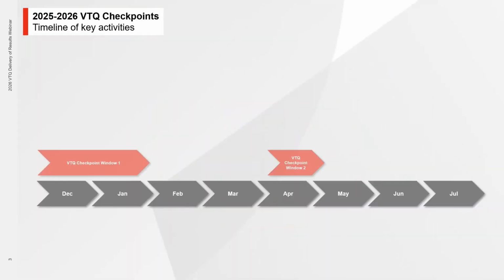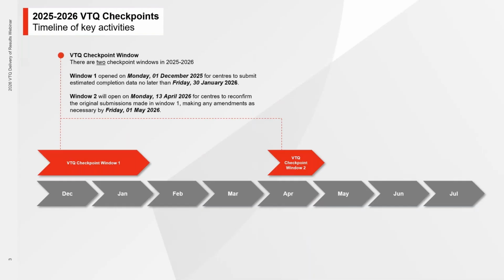We'll just start by going through the timeline for this activity. There are 2 checkpoint windows in 2025 to 2026. The first checkpoint window opened on Monday, the 1st of December, for centres to submit estimated completion data no later than Friday, the 30th of January, 2026. The second checkpoint window will open on Monday, the 13th of April, for you to reconfirm the original submissions you made in the first window, making any amendments as necessary by Friday, the 1st of May.